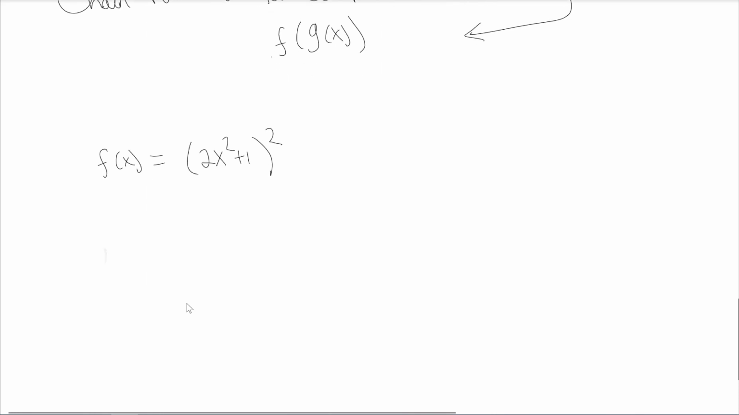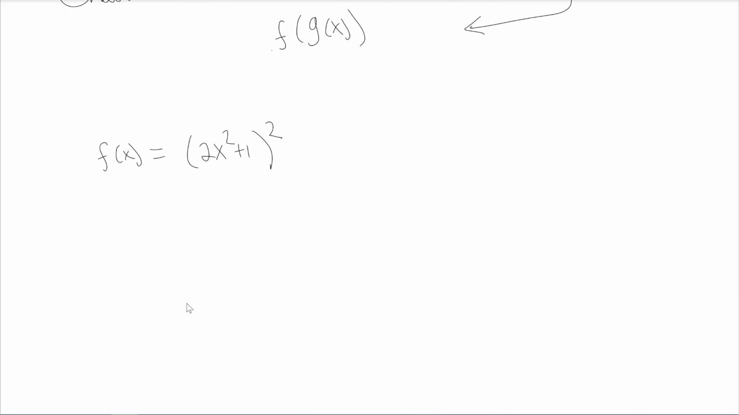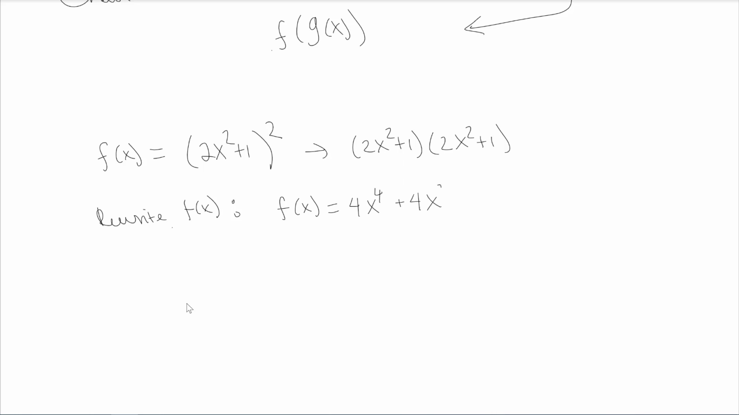So what we would probably want to do without the chain rule, since we don't know what the chain rule is yet, is rewrite f of x by foiling it, using the distributive property to expand this out. So f of x then becomes 4x to the 4th plus 2x squared plus another 2x squared, so plus 4x squared plus 1. So this is f of x.